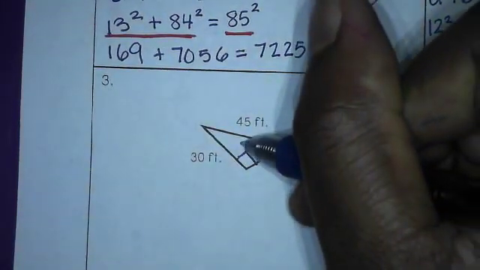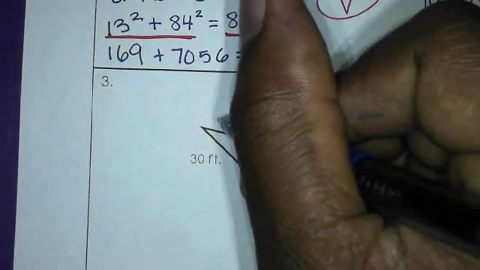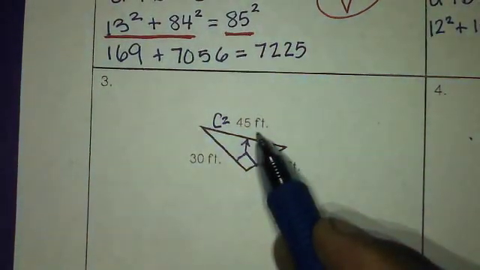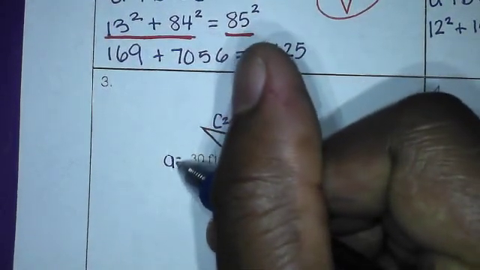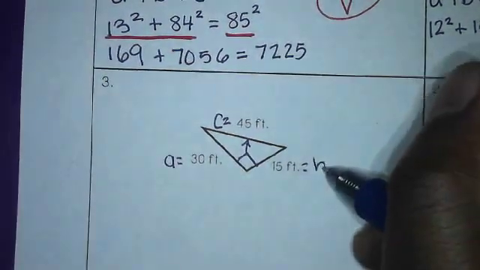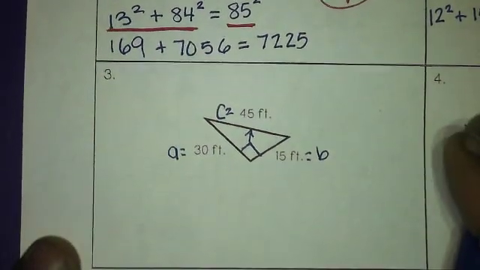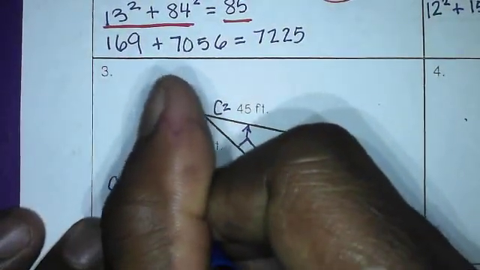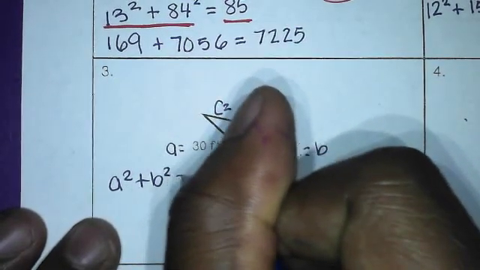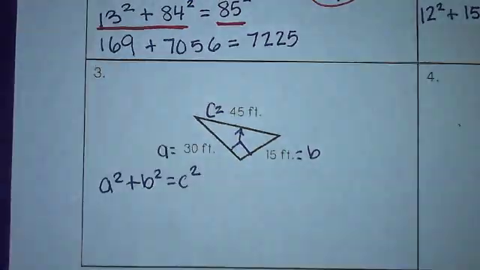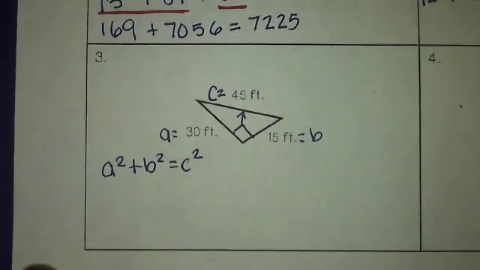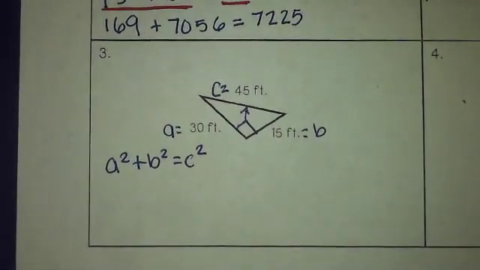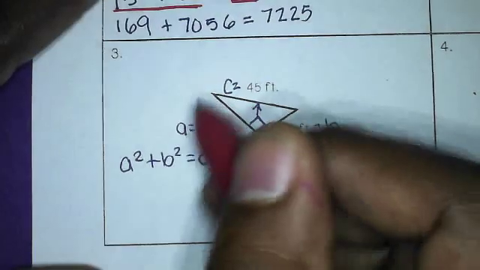So this side here should be our C because it's opposite of the right angle. And then let's make this one A and this one B. Okay. So now I have A squared plus B squared equals C squared. And remember, I do the same thing over and over again so I can learn the process. Okay? I'm going to change the color right quick and place everything in.